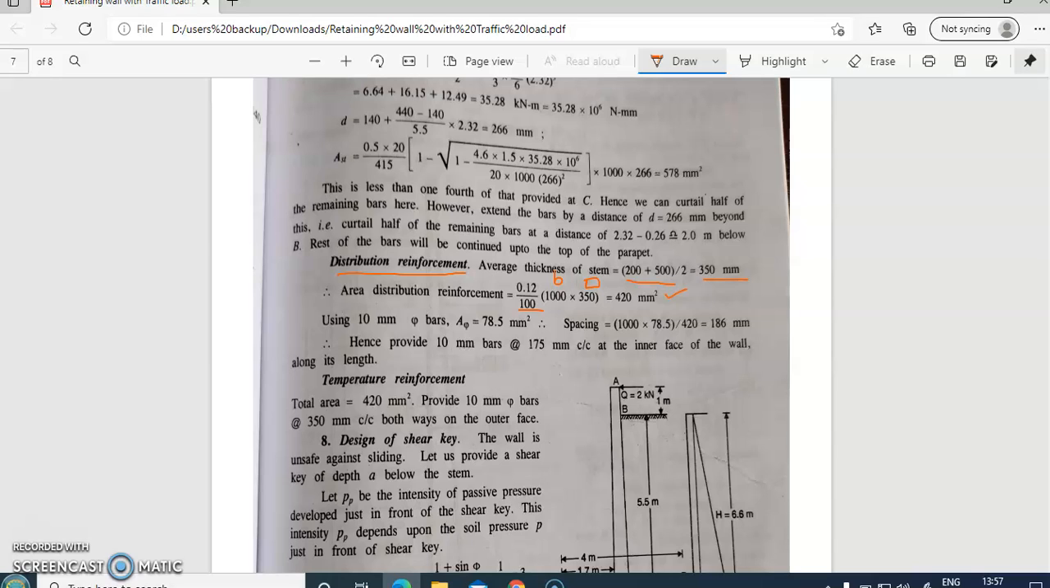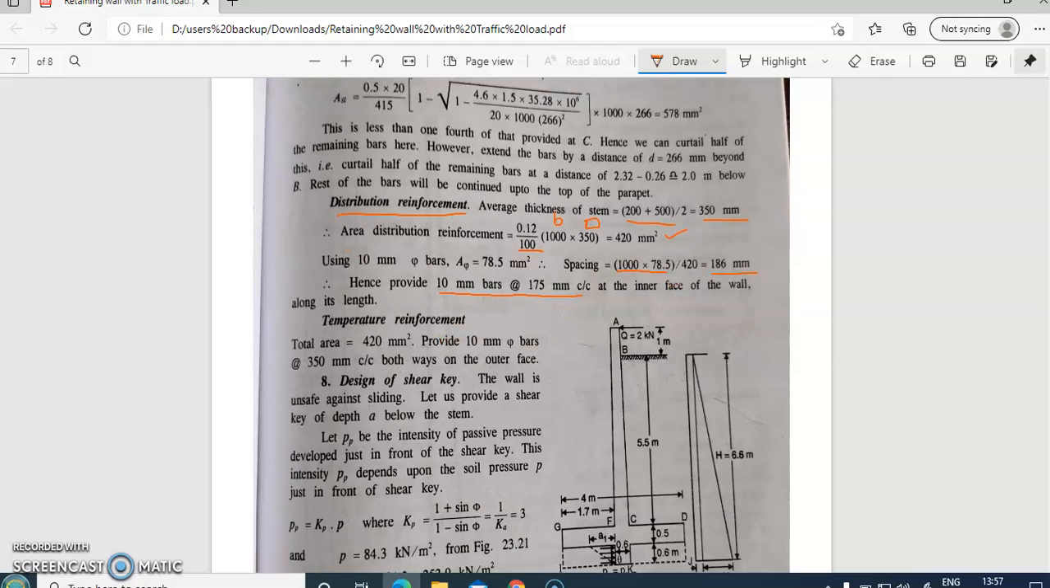If we are using 10 mm bars, using the spacing formula, we get it as 186 mm center to center. We can provide 10 mm bars at 175 mm center to center at the inner face of the wall along its length. Okay, so main reinforcement we have already calculated, and it is 20 at 100 mm center to center, and then what we have just calculated is the distribution reinforcement, and it is 10 mm at 175 mm center to center. So these are on the inner face.